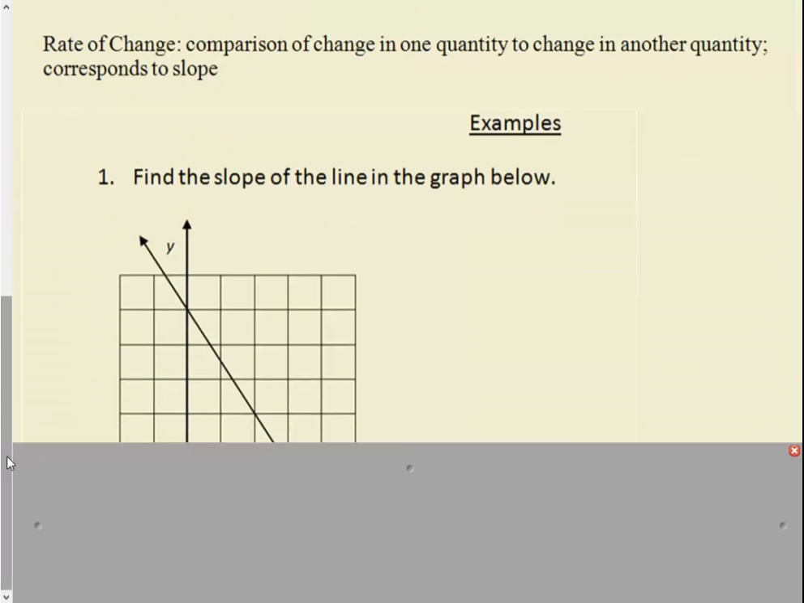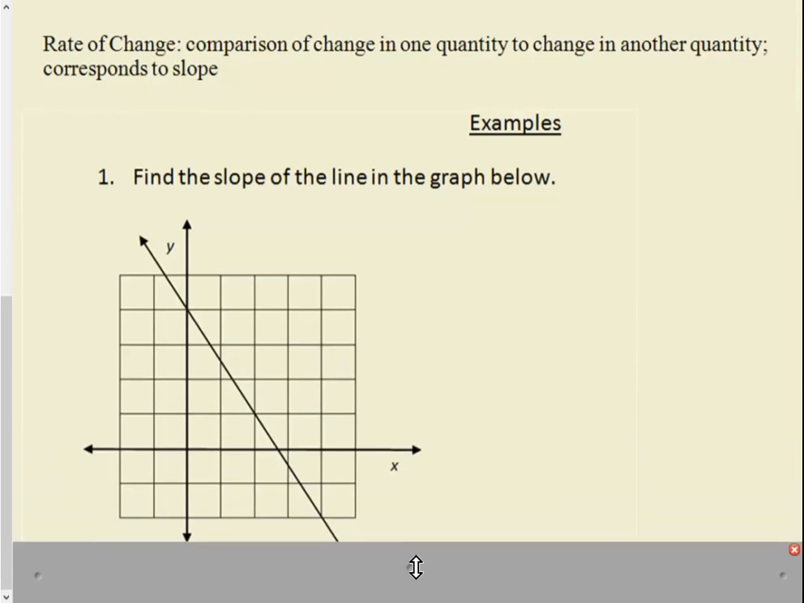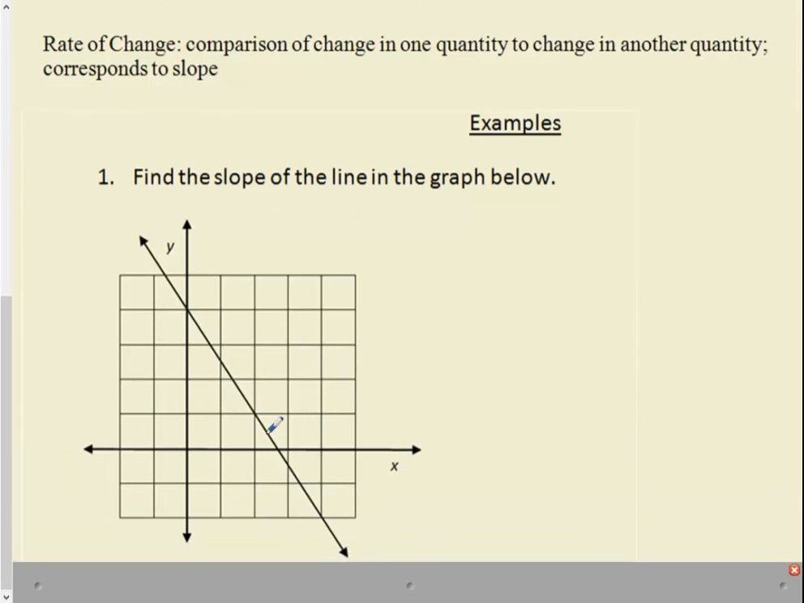So examples, number 1, find the slope of the line in the graph below. So we want to pick 2 points, hopefully where we can determine the coordinates accurately, such as this would be a good point to use. And here we're at 0, 4. And this looks like another good point right here, which is at 2, 1.